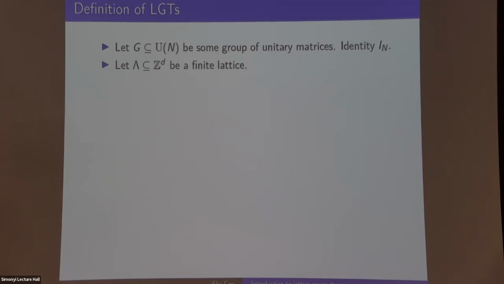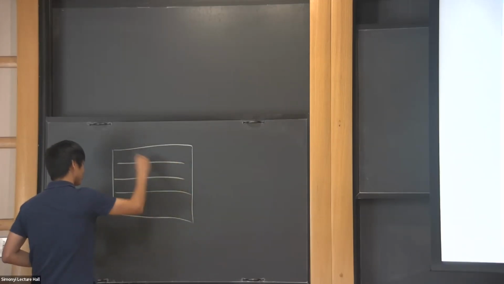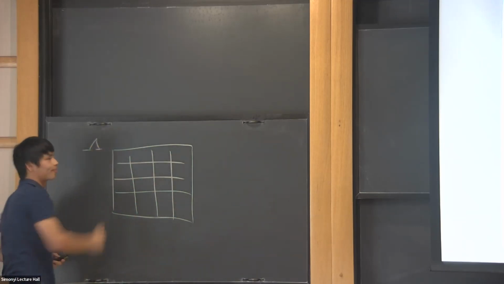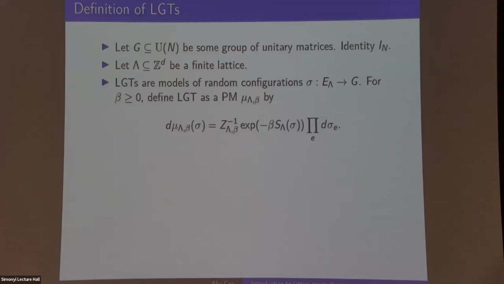Now let me fix Lambda, some finite lattice in d dimensions for some d. Maybe just to have a picture in mind, I'll draw an example here so that I can refer to it later. Maybe here it's a 2D lattice. So this is Lambda. These lattice gauge theories turn out to be probability measures on a space of configurations sigma, which map edges of my lattice Lambda to this group G. Here E_Lambda denotes the set of edges of my lattice Lambda. So it's basically a probability measure on the space of edge configurations.